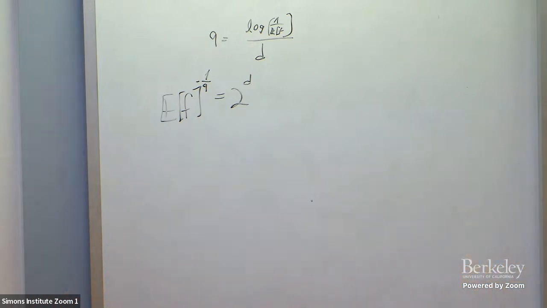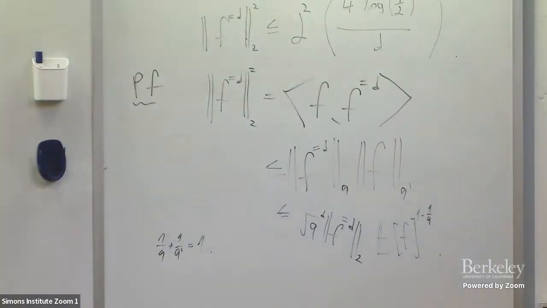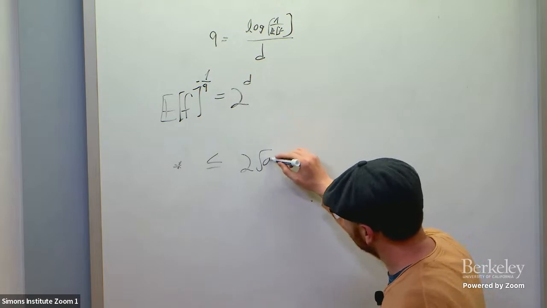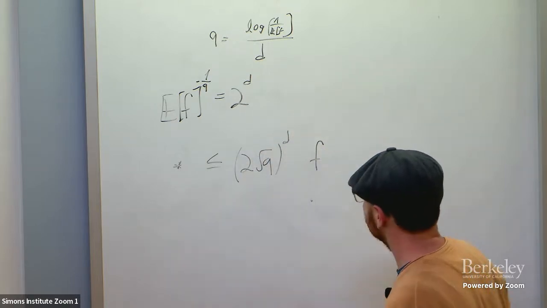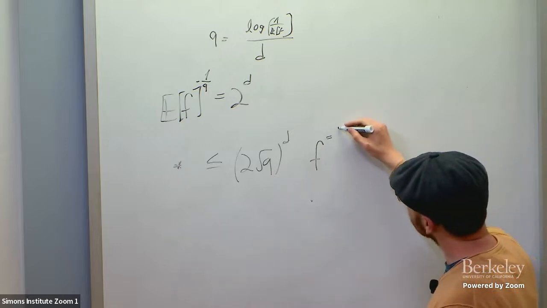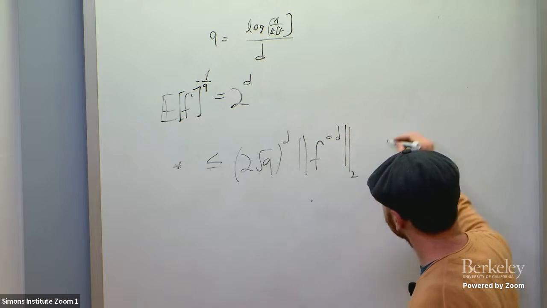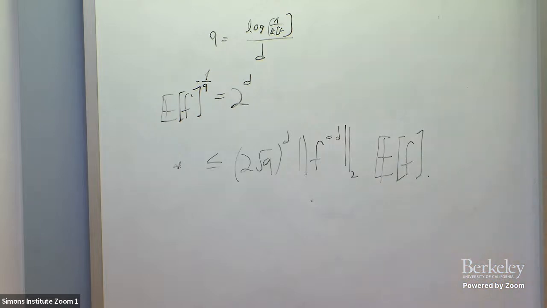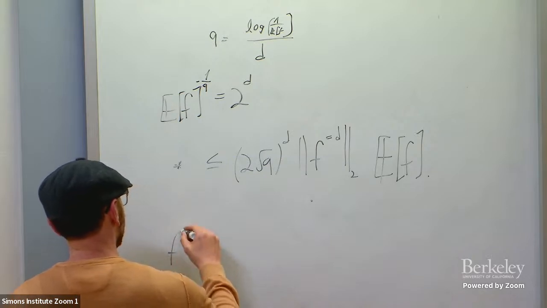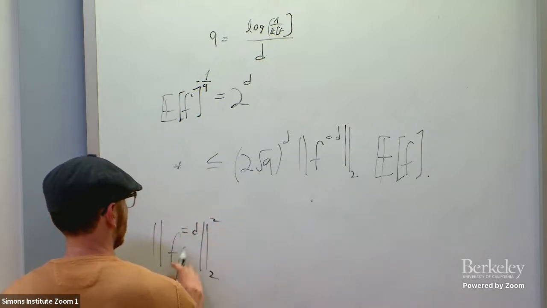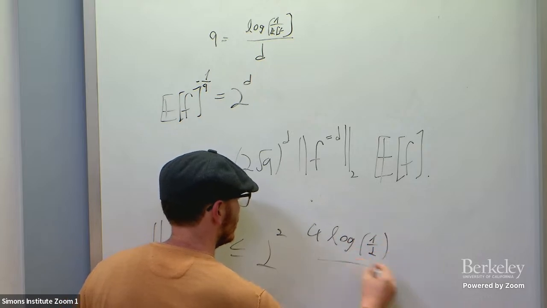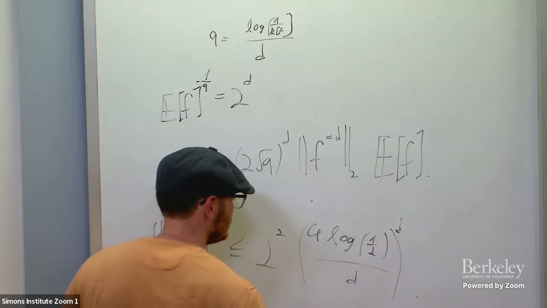We're already losing a square root Q to the D factor, so we don't mind losing this extra 2 to the D factor. So we get that this is at most 2 square root Q to the D times the norm of F, which is D times the expectation of F, which is alpha. Now we can just rearrange and we get that the norm of F equal to D squared is at most alpha squared times 4 log 1 over alpha over D.